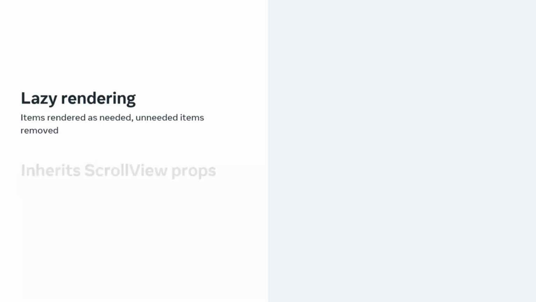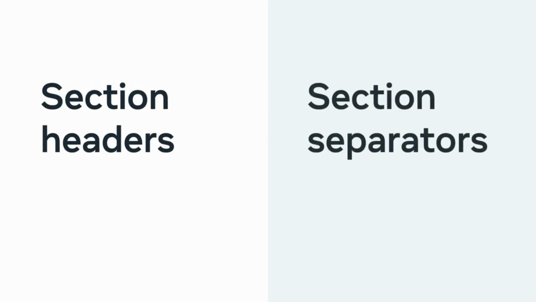Also, like FlatList, SectionList inherits the props of the ScrollView component. This means that the features of ScrollView can be used in addition to those of SectionList. Now you're probably wondering why you would choose SectionList over FlatList. Where SectionList differs is that it provides support for section headers and section separators.